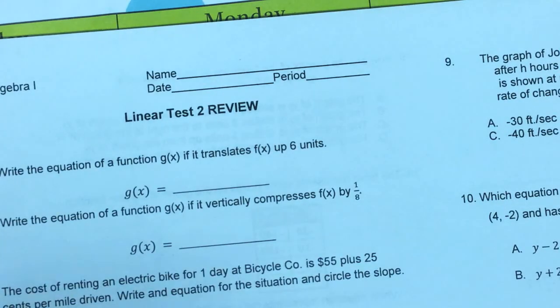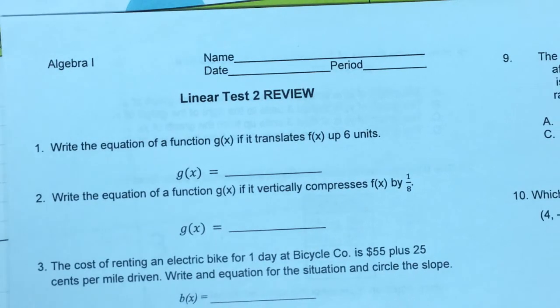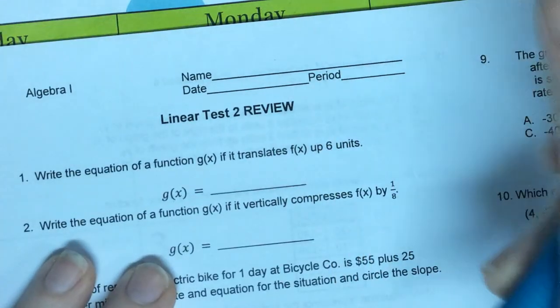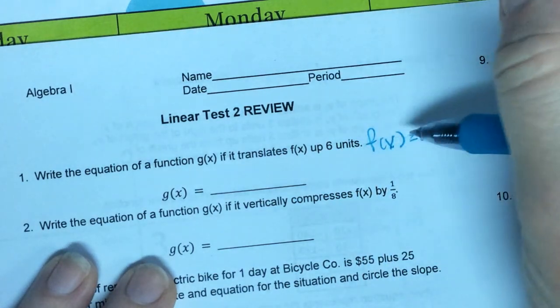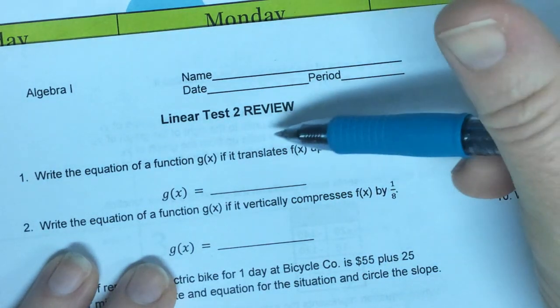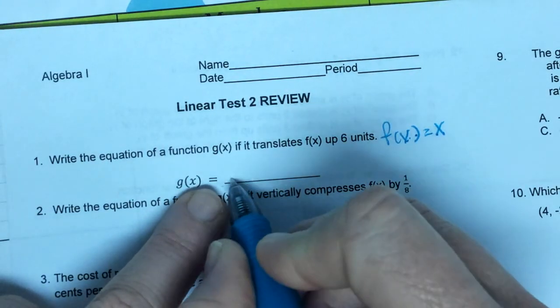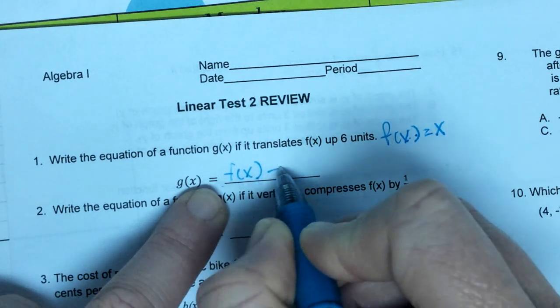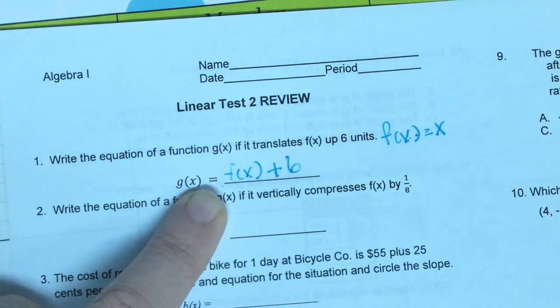Okay, so this is for the linear test review. For the first question, we want to write the equation of the function g of x if it translates f of x up 6 units. So here we have to know that f of x equals x. If I want to translate f of x to g of x where it goes up 6 units, then my g of x would become f of x plus 6, since we're going up 6.